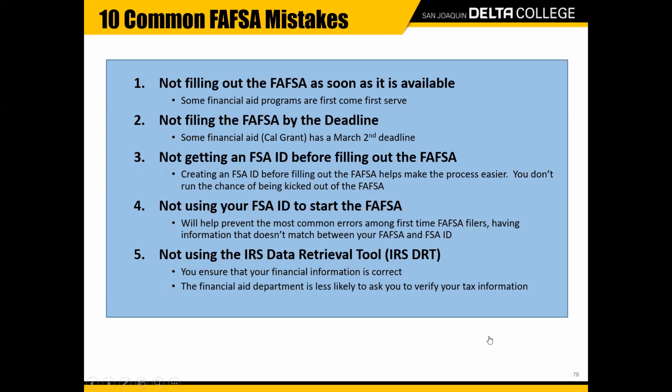Also not using your FSA ID to start the FAFSA. So you want to make sure the FSA ID you use pertains to you and it is your FSA ID. Not using the IRS Data Retrieval Tool. So again, if you use the tool, the information on the FAFSA will be more accurate. If you don't use a tool and the information is inaccurate, you will be asked to verify your tax information when you get to your college or university.